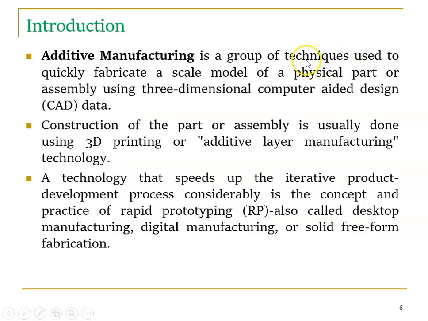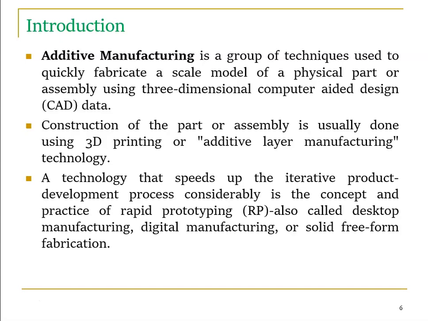So additive manufacturing is a group of techniques used to quickly fabricate a scale model of a physical part or assembly using three-dimensional computer-aided design data. Which means additive is a group technology, right? Group of techniques. It is used to quickly fabricate a scale model. Scale model in the sense it may be the miniaturization model, or prototype model of a physical part or assembly using three-dimensional computer design. So the only thing, the input is CAD model, right? If you give the 3D CAD model, it will fabricate.